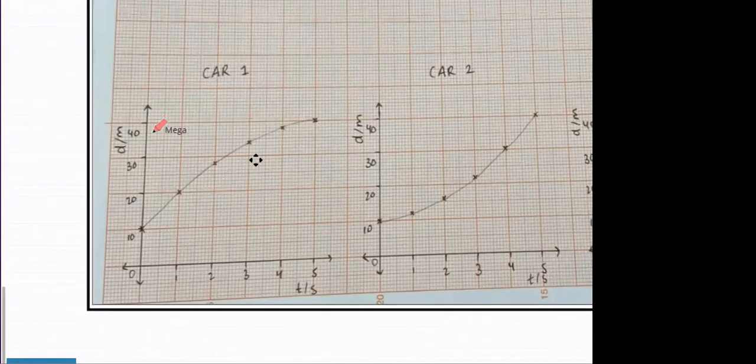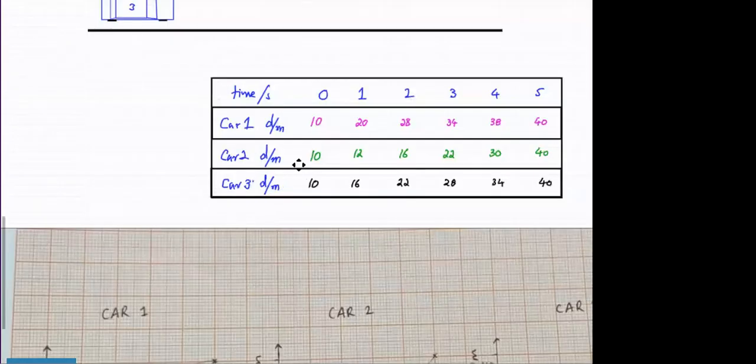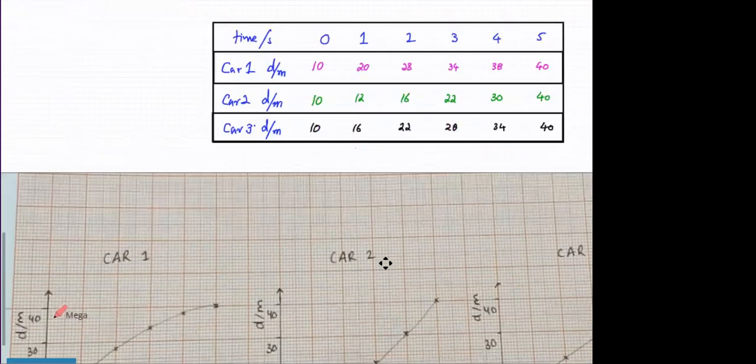Now look at car number two. Car number two travels 10 to 12, and 12 to 16, 16 to 22, 22 to 30, and 30 to 40. So 2 meters, 4 meters, 6 meters, 8 meters, and 10 meters. So it is traveling more distance in every next second. That means this car is having an increasing speed.